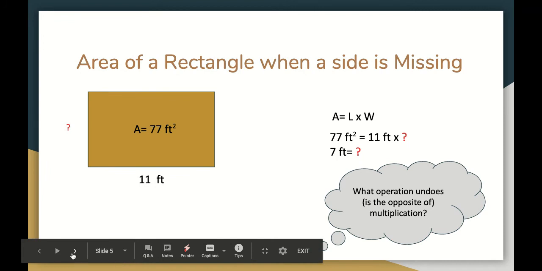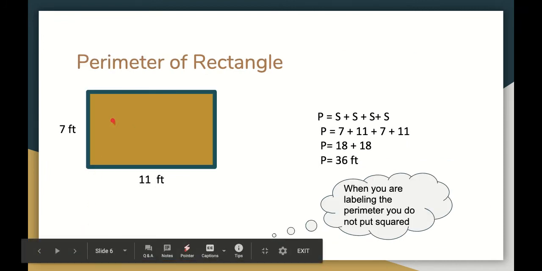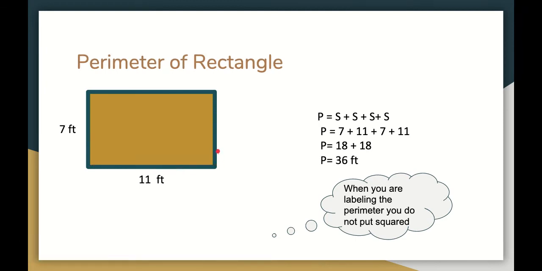Now let's move on to perimeter. The perimeter is this thick green line, or bluish green line around. It's as if I wanted to put a fence around something. So here I'm using the same rectangle as before, and I'm saying that the width, or this side, is 7 feet and this side is 11 feet. So I want to know how much space is around the entire rectangle.